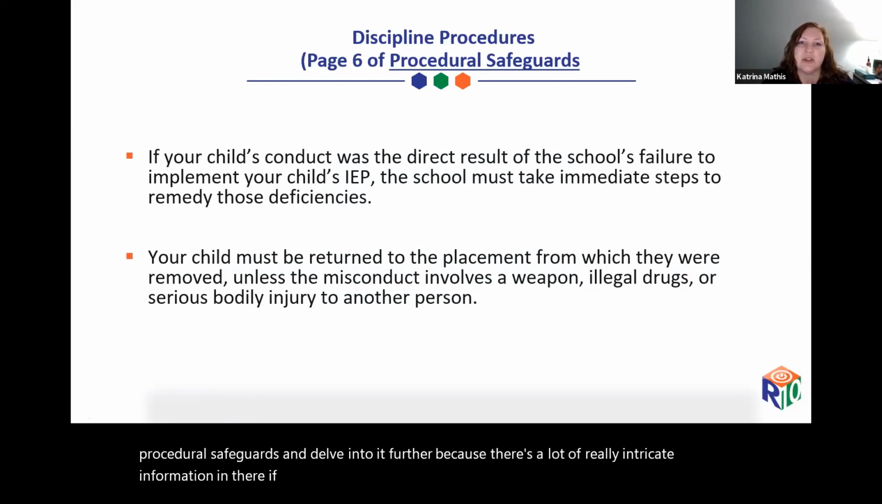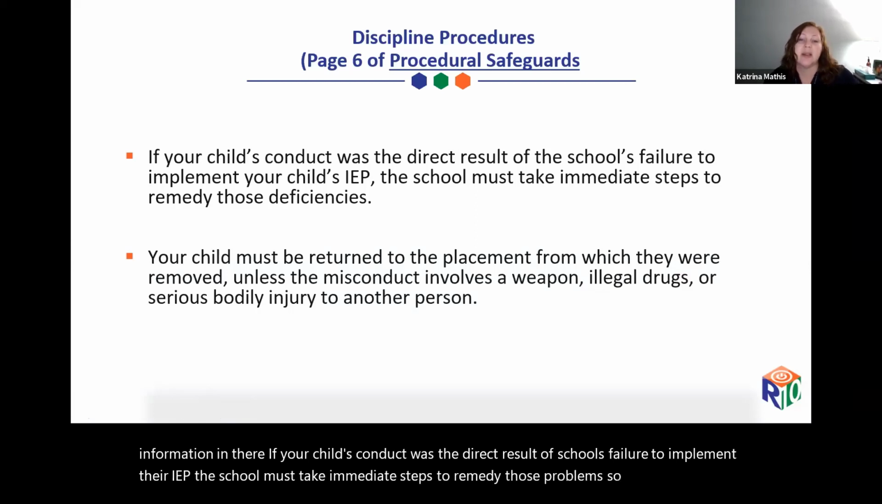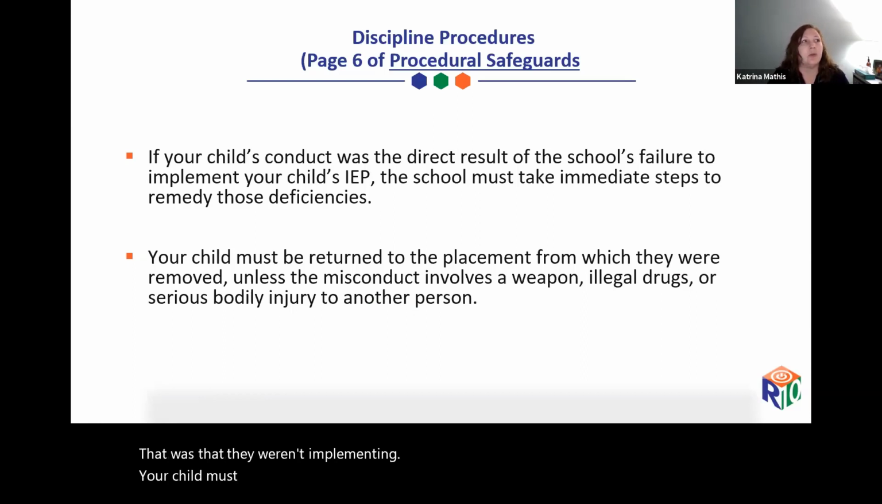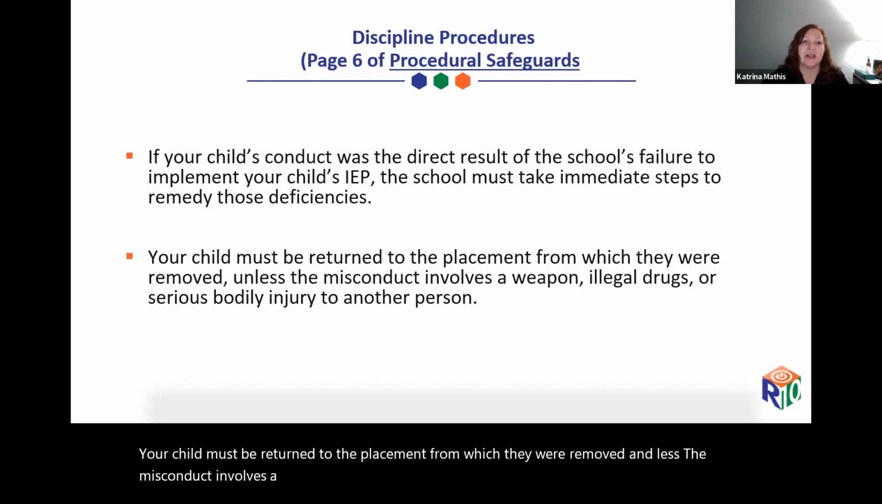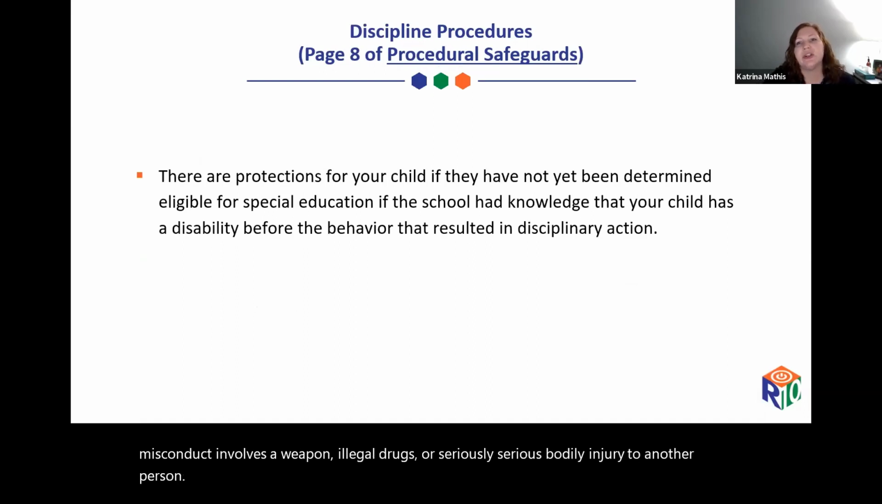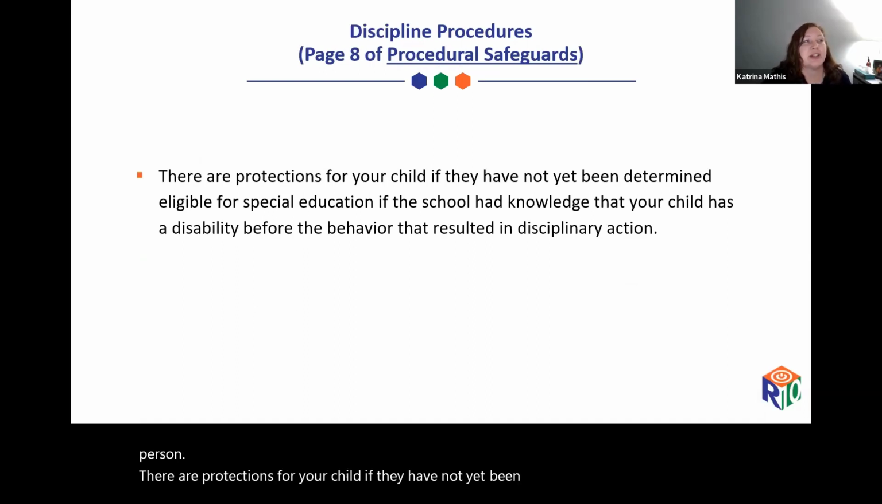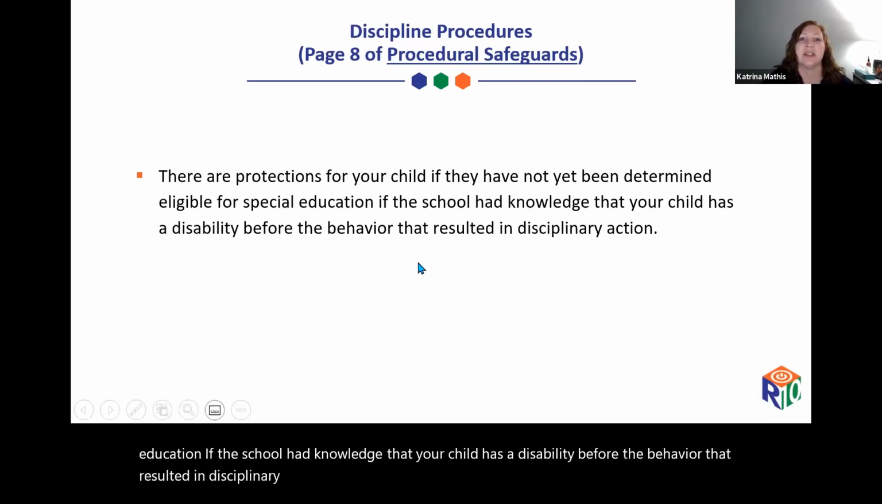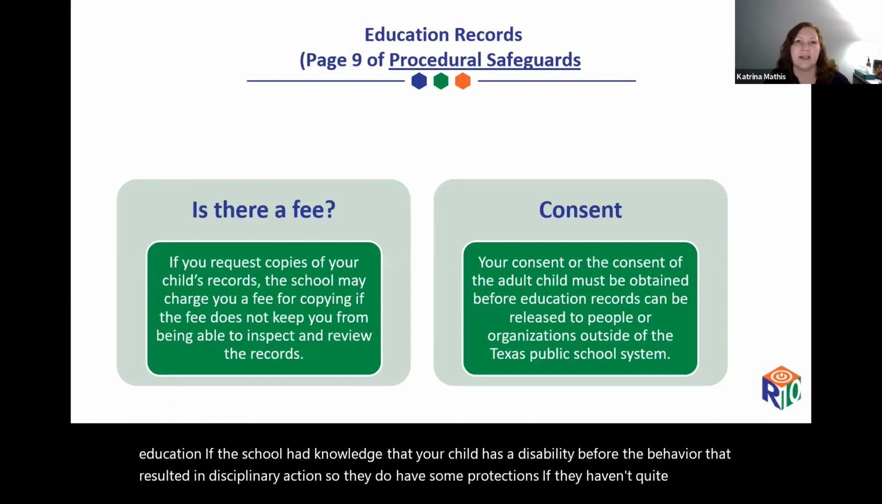If your child's conduct was the direct result of a school's failure to implement their IEP, the school must take immediate steps to remedy those problems. So they need to do something to fix whatever it was that they weren't implementing. Your child must be returned to the placement from which they were removed unless the misconduct involves a weapon, illegal drugs, or serious bodily injury to another person. There are protections for your child if they have not yet been determined eligible for special education, if the school had knowledge that your child has a disability before the behavior that resulted in disciplinary action. So they do have some protections if they haven't quite been identified yet.